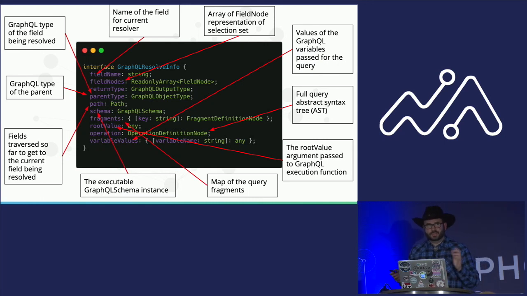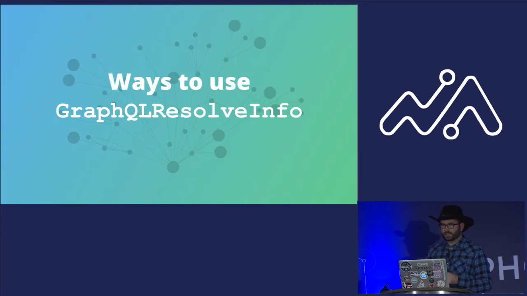We have a representation of the entire executable GraphQL schema. We have a map of any of the query fragments that we're using. We have the root value, which is whatever we chose to pass into the GraphQL execution function. We have an AST of the full query, and then we have any GraphQL variables that we've passed in. So all of these things are available to us inside our resolvers.